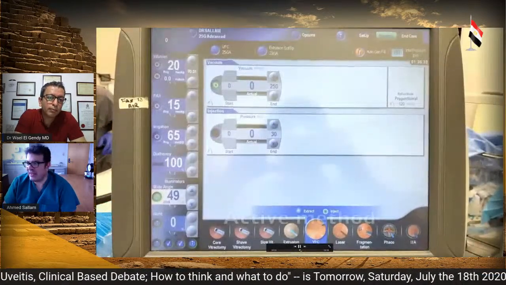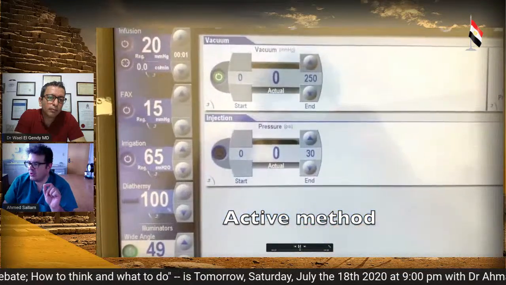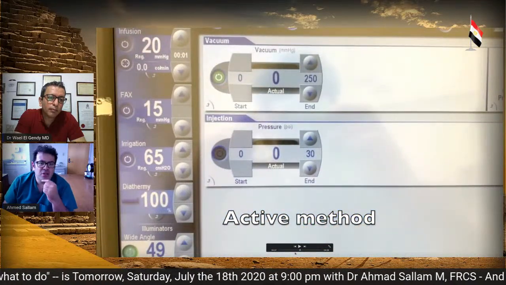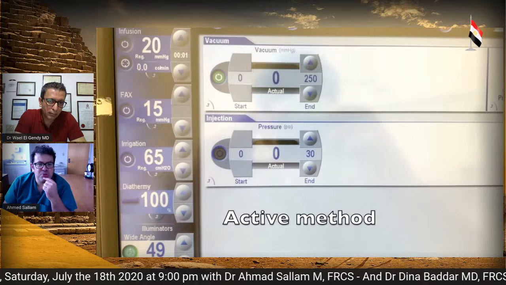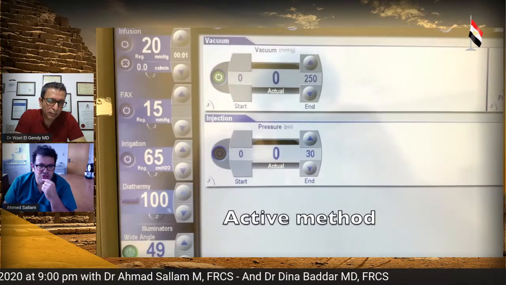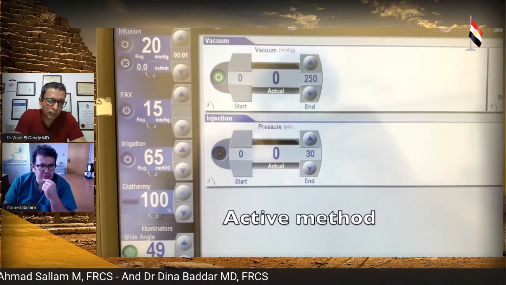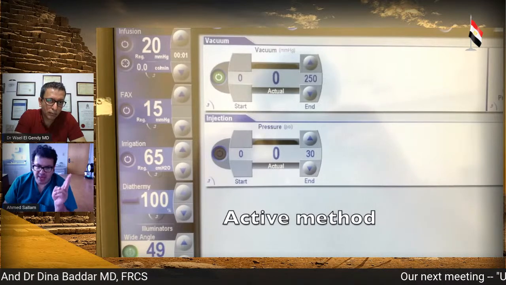Okay, so here, the active method. So this is your Centurion. Usually what happens is you have the injection only activated, right? But now we're going to activate both the injection and the aspiration.